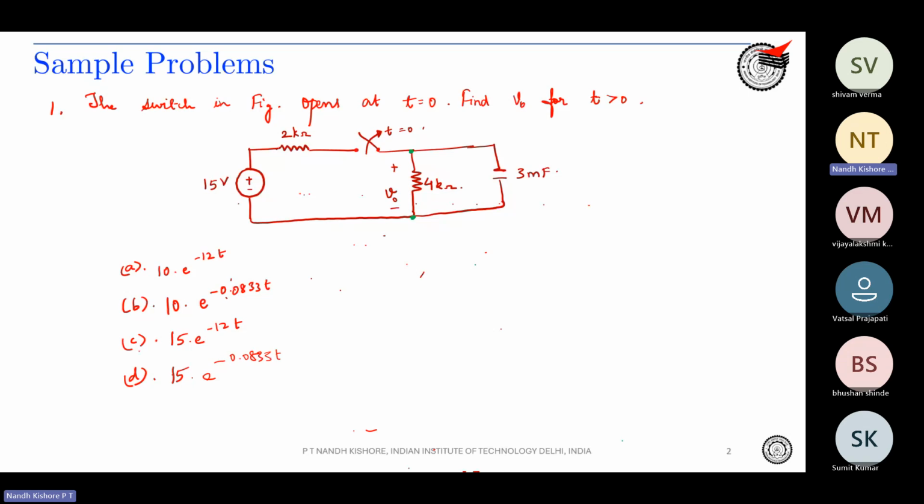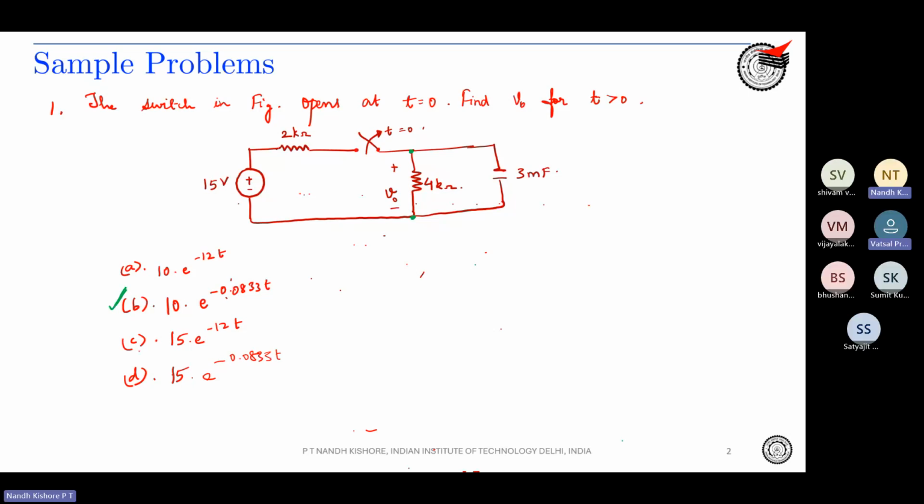Okay, so see over here. Option B is the answer. Correct. How do you tell? Sir, the supply has 15 volts and some voltage will drop across the 2 kilo ohm. Therefore, the 15 options C and D will not be the answer. Also, the time constant is 4 into 3, which means 12 something. In option A, it is multiplied with t, but in option B, it will be divided. Therefore, A is not the option. Only option B remains.